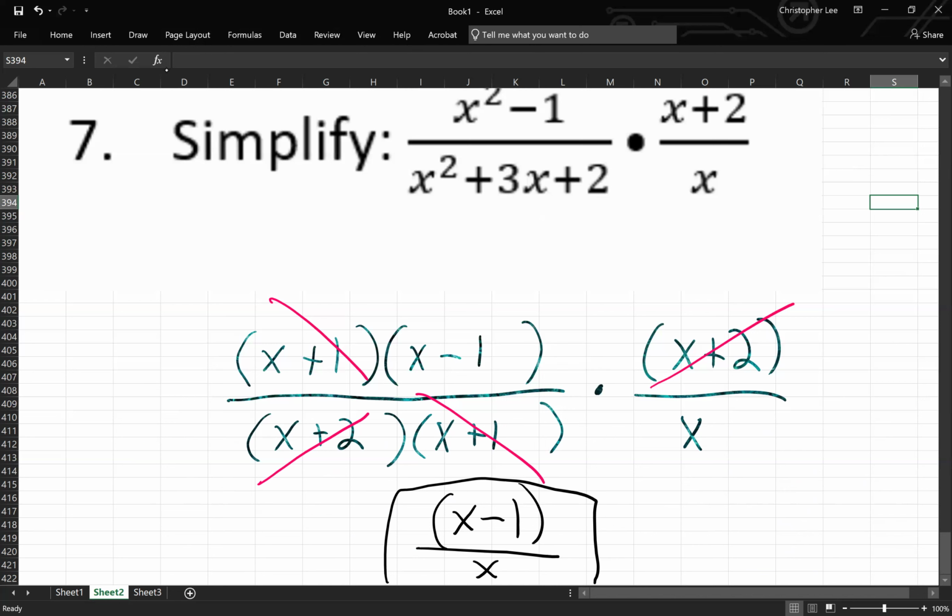X squared plus 1? It's the same thing. Because when you distribute it out, you're gonna have two terms in the middle that are gonna subtract from each other.